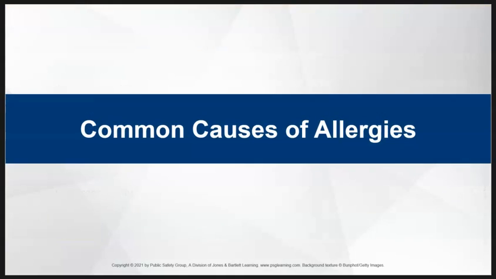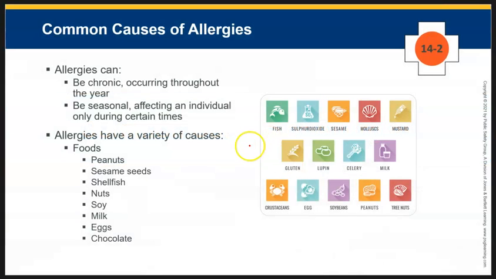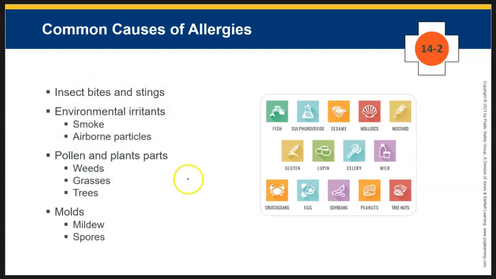Let's begin. Common causes of allergies can be both seasonal and chronic, occurring throughout the year, or seasonal. We're familiar with some of those. Food allergies, we think of the route in this case as ingestion: peanuts, shellfish, some people are allergic to soy, for example. But we also have the possibility of injected allergens, such as insect bites and stings, and inhaled allergens, pollen or pet dander, for example, or even mold spores.